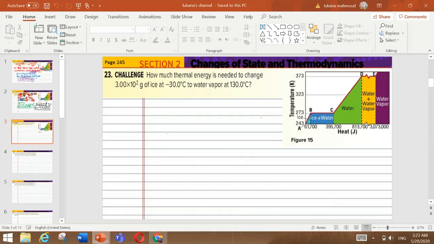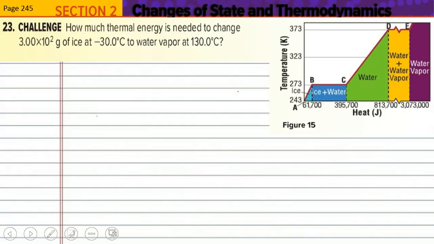Hi guys, today I'm going to explain question number 23 in physics section 2, page number 245. Okay, so let's start reading the question to find what are the givens and the not givens.